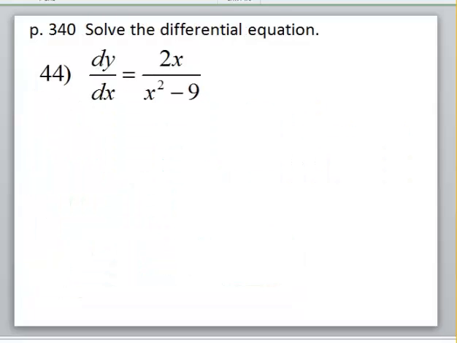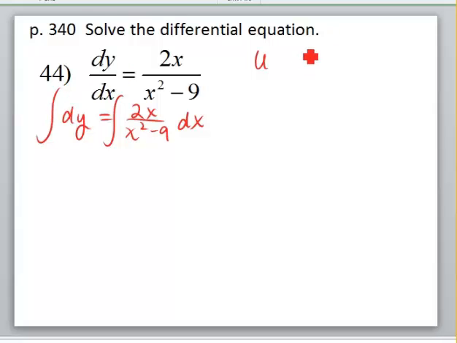In my next example, I'm going to do another u substitution. What I'm doing is I'm solving this differential, so I say dy is equal to 2x over x squared minus 9 dx. So I can now integrate both sides. My u is going to be x squared minus 9. My du ends up being 2x dx.